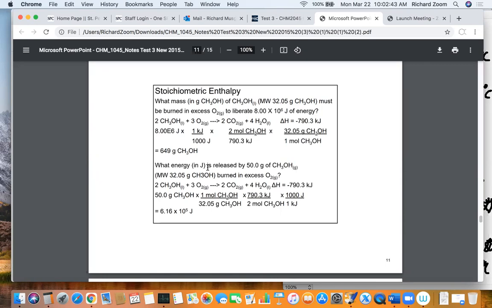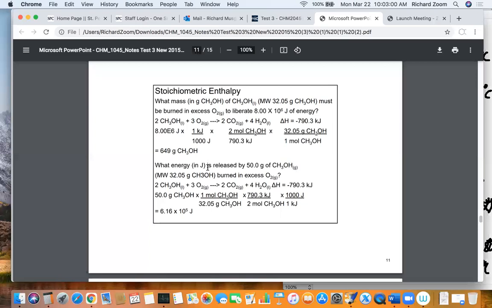So what does that mean? What it means is for that specific reaction with that specific stoichiometry, the heat released was 790.3 kilojoules. And the reason I know it's released is because it's negative.